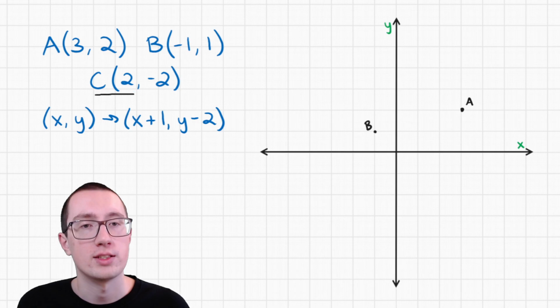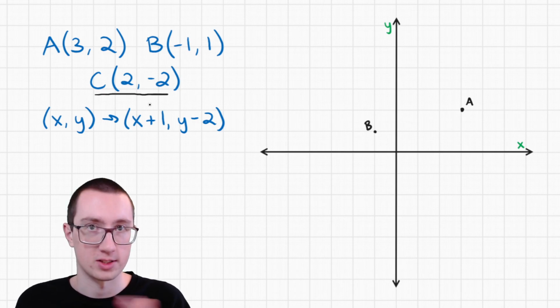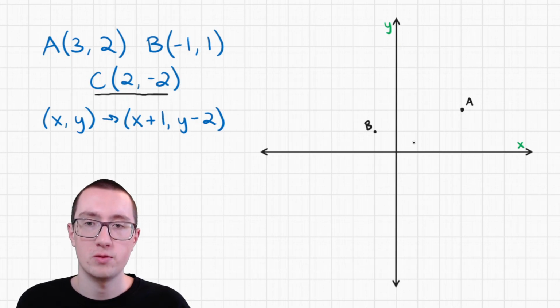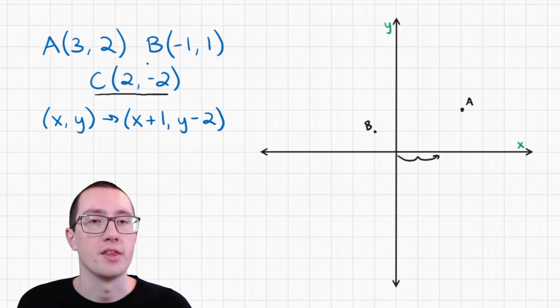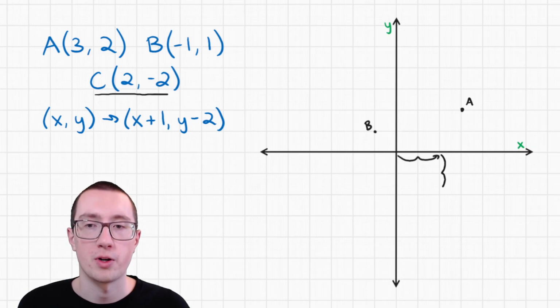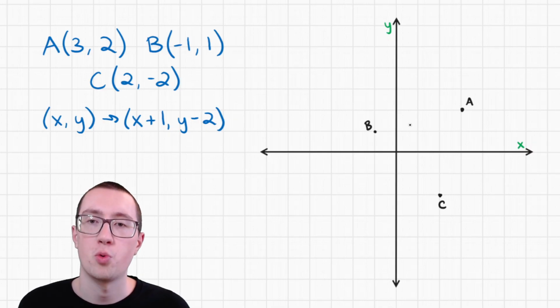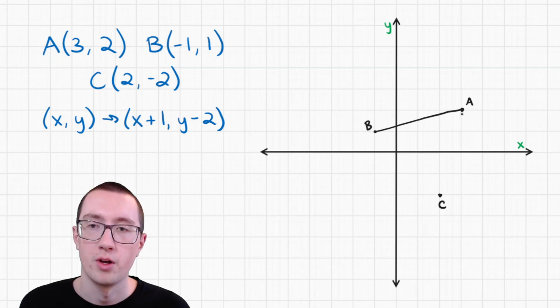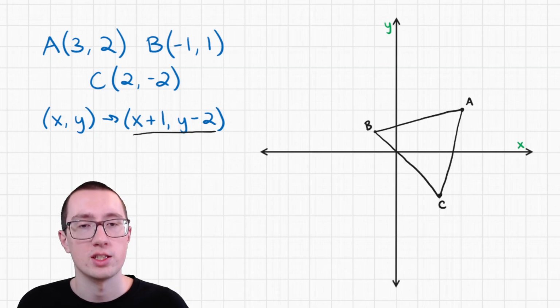And finally, we have point C, which is (2, -2). So 2 for x, remember x is left and right, and it's positive, so we need to go 2 squares to the right. And then -2 for y, so y is up and down, negative numbers go down. So we need to also go 2 squares down, and this will be point C. So once you've plotted all of your points, you just need to connect all of the points up with lines to make your shape. So now we just need to perform this translation.